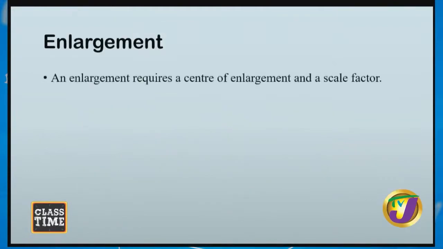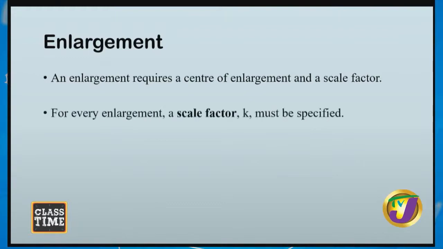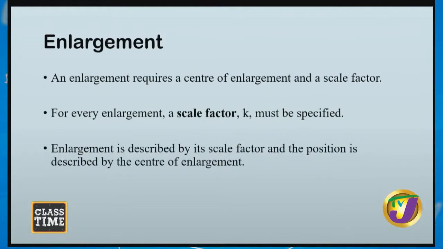Awesome. So basically, enlargement requires a center of enlargement and a scale factor. And these are two very important factors that will come into play when we're carrying out our activity, when we're doing enlargement. And for every enlargement, a scale factor, we're going to call it K, it must be specified. Okay. And enlargement is described by its scale factor, which is K, which is a real number. Right. And the position of the enlargement is described by the center of enlargement.